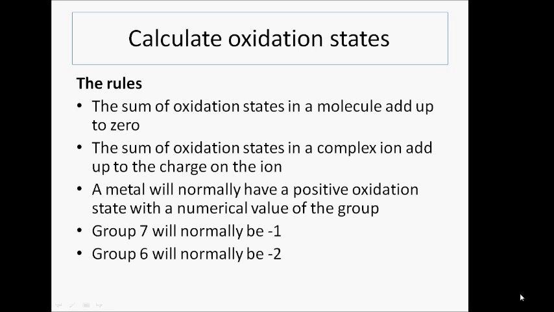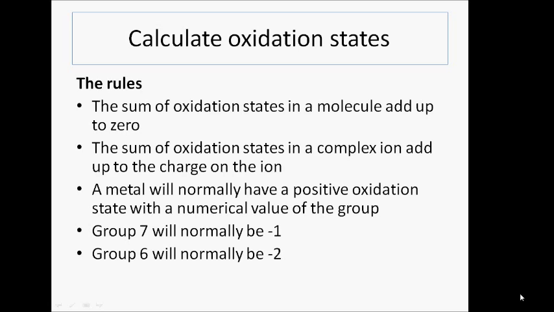If you have a complex ion, a complex ion is just an ion that's got more than one element. Lots of these you've come across before. For example, SO4(2-). That's a complex ion. It's got sulfur and it's got oxygen, and the overall thing has a charge. So it's therefore a complex ion. Because SO4(2-) is a 2- ion, the sum of the sulfur and the oxygen has to add up to the 2- charge on the ion.